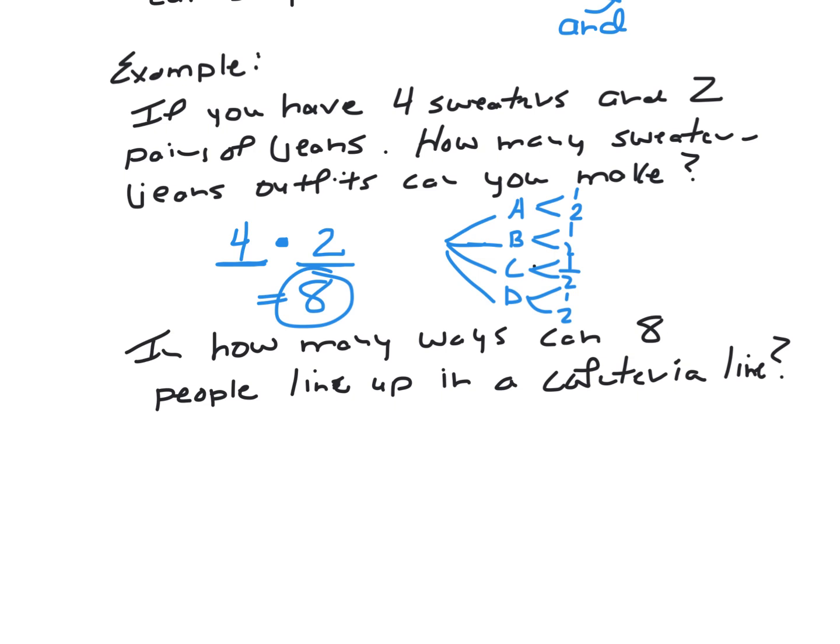Second example says, in how many ways can 8 people line up in a cafeteria line? So in this case, the actions would be putting a person in each position in this line. If I'm going to place a person in the first spot in the line, I have 8 choices for that person. Once that person is decided on, now I've got 7 choices for the second person, then 6, then 5, then 4, 3, 2, and 1. And I would multiply all these together.